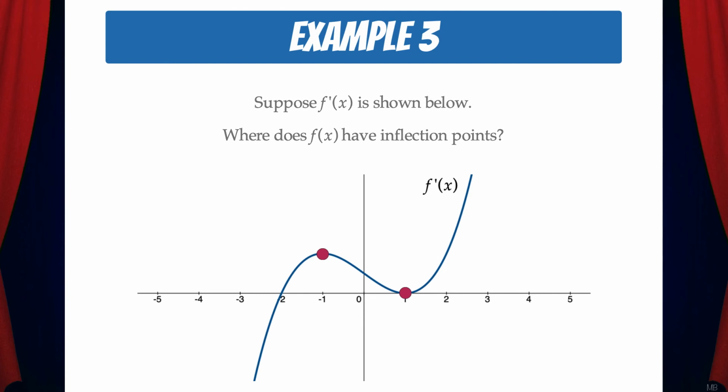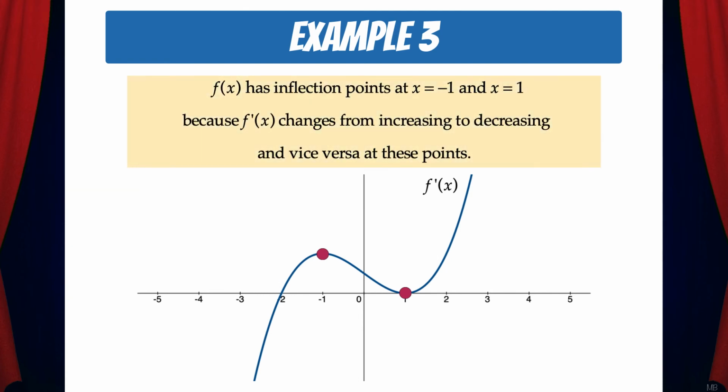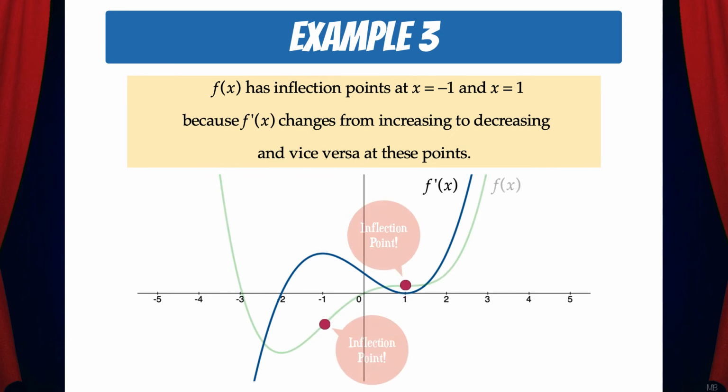So we can conclude that f of x has inflection points at x equals negative 1 and x equals 1, because that's where the first derivative changes from increasing to decreasing, and vice versa. And here I've overlaid a graph of f of x in green so we can see the inflection points at x equals -1 and x equals 1.